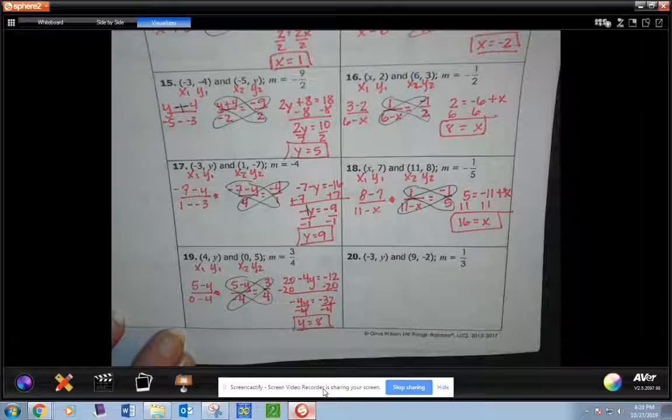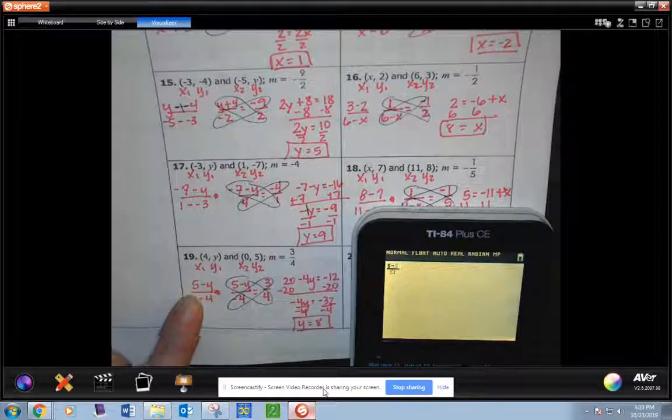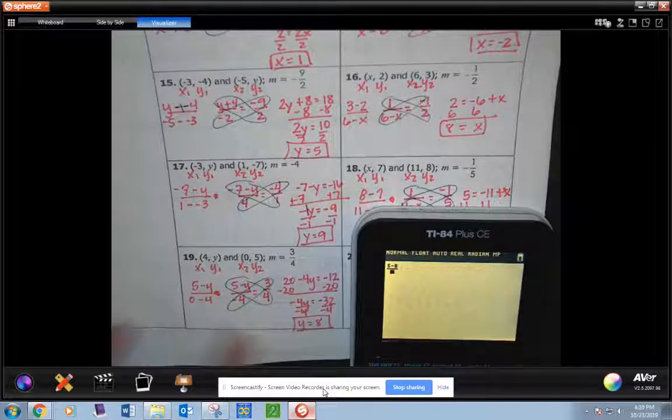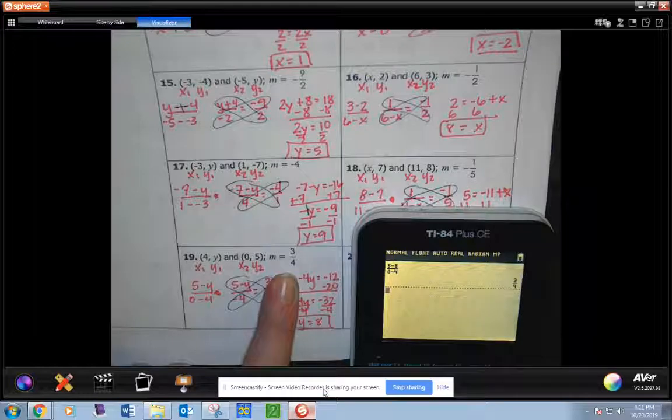So now I just check my answer by doing alpha y equals. We're going to do 5 minus, and we found out y was 8, over 0 minus 4. I should get 3/4, which I did.